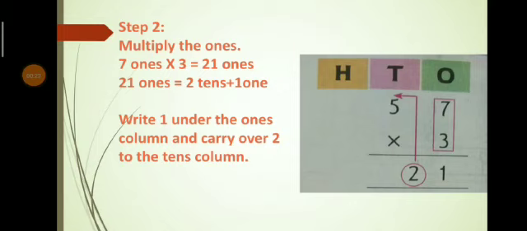Students, now we will regroup the product in ones column. So, we can write 21 ones is equal to 2 tens plus 1 one. So, we will write 1 under the ones column and carry over 2 to the tens column.